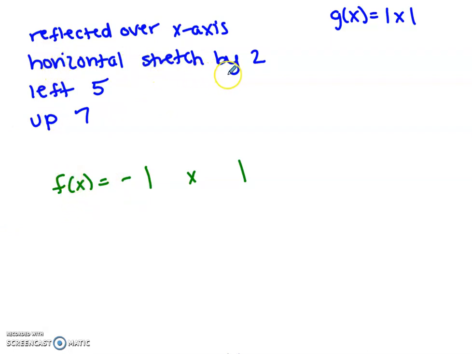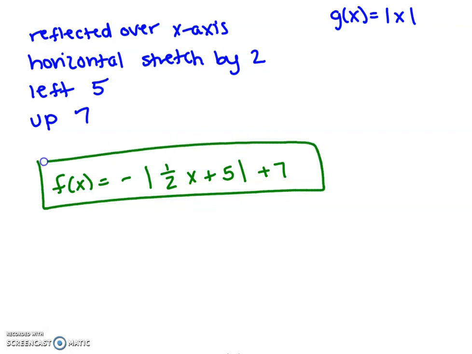Horizontal stretch by 2. So since it's horizontal, we know it's going to be inside attached to the x. And if it's a stretch by 2, that means that it's really the reciprocal that we're going to write here. So this is going to be 1/2. If it's moving to the left 5, that's going to be inside with the x. And if it's left, we're going to use a plus sign. So this will be +5. And then it's going to move up 7. So outside of our function, we're going to have +7. So this would be the function that we're using given the parent function and given the description of the transformations, what the new function would look like.